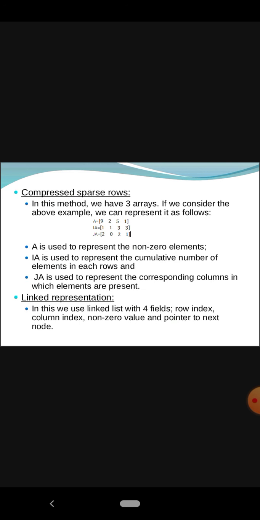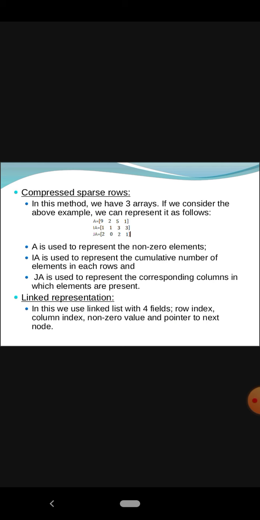And the next one is compressed sparse rows. In this method, we have 3 arrays. If we consider the above example, we can represent it as follows. That means first one is the non-zero elements, that is 9, 2, 5, 1. And here the next value is IA. IA is used to represent the cumulative number of elements in each row. And JA is used to represent the corresponding columns in which elements are present.